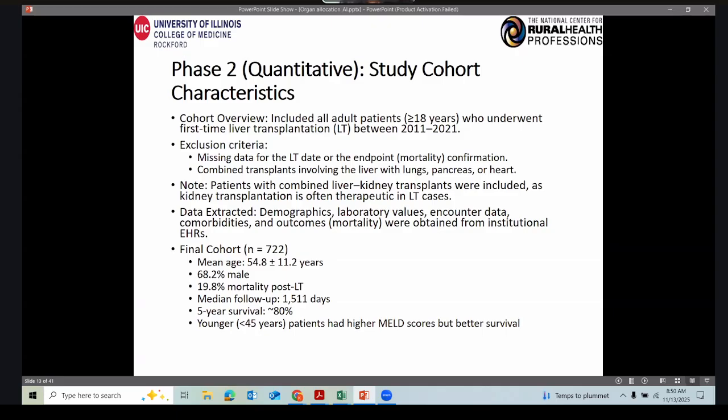We also excluded the patients who had combined multi-organ transplantations, such as liver and lung or heart, because those follow very different clinical courses. However, we did include the liver-kidney transplantation cases, since in many end-stage liver disease patients, kidney transplantation is performed therapeutically as a part of their management.